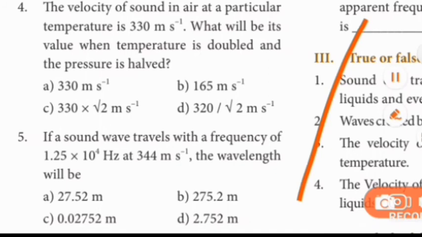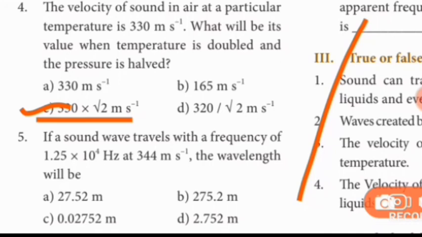Fourth question is, the velocity of sound in air at a particular temperature is 330 meter second inverse. What will be its value when temperature is doubled and the pressure is halved? Options: 330 meter second inverse, 165 meter second inverse, 330 into root 2 meter second inverse, 320 by root 2 meter second inverse. Answer is C, 330 into root 2 meter second inverse.